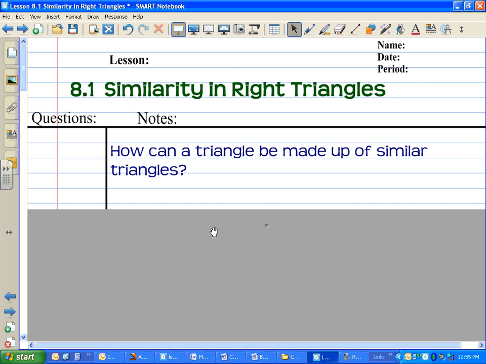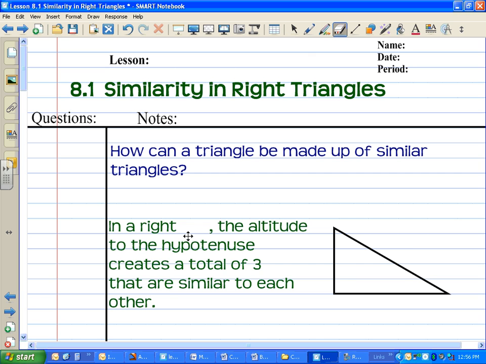So 8.1 is similarity in right triangles. How can a triangle be made up of similar triangles? Now, as you're writing this, you know that in class I started by having you cut out a scalene triangle. Let me just start drawing something here for you while you're writing. We drew something like this, and we ended up cutting this thing with something called the what? Do you remember? Starts with the letter A. It's the altitude, right? What that ended up creating were three triangles that were very similar. That's what this lesson's about, similarity, okay?